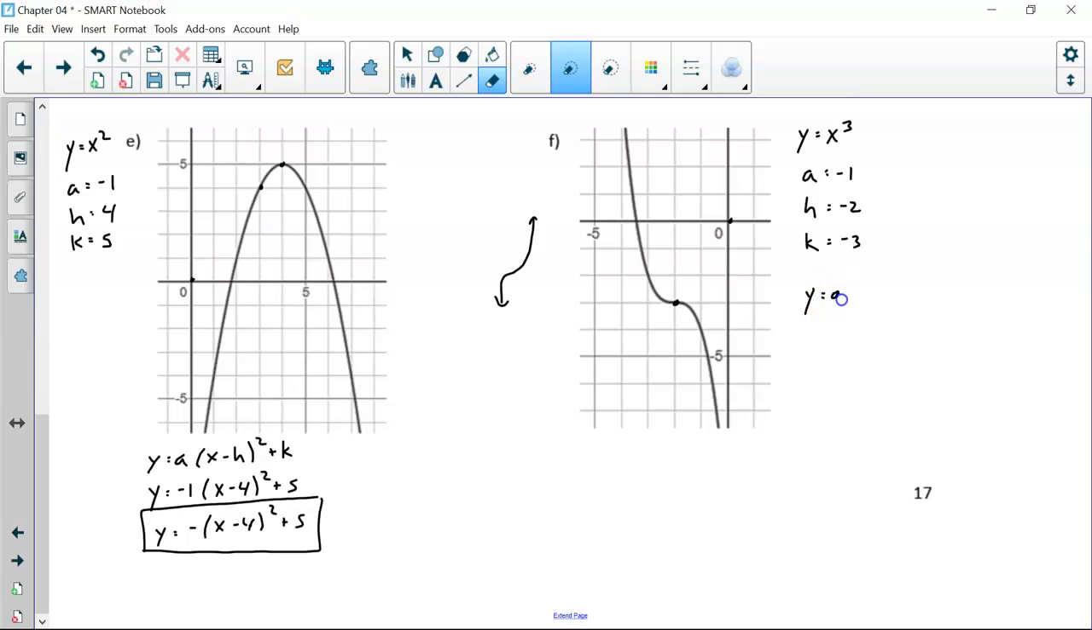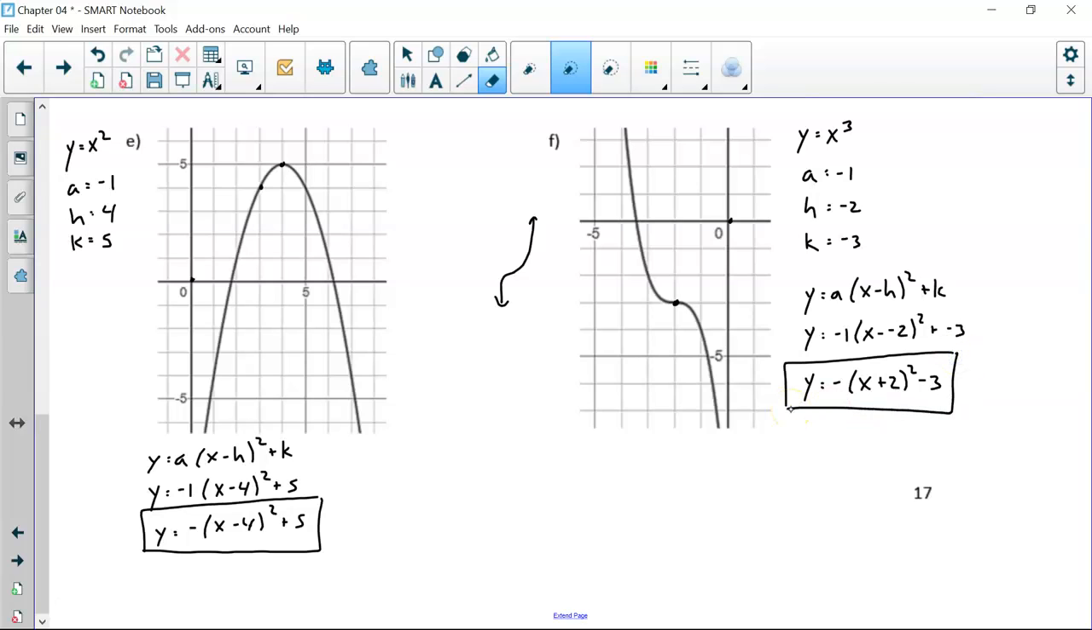So y equals a, x minus h cubed plus k, y equals negative 1, x minus negative 2 cubed plus negative 3. So when we clean that up, y equals, we usually just see a negative, becomes x plus 2 cubed minus 3. And there is our function. Like I said, I'm just practicing moving those around.